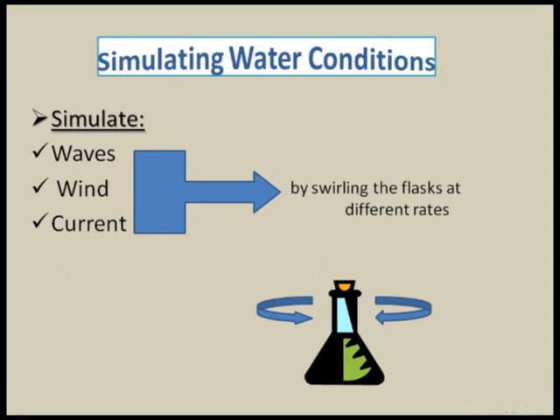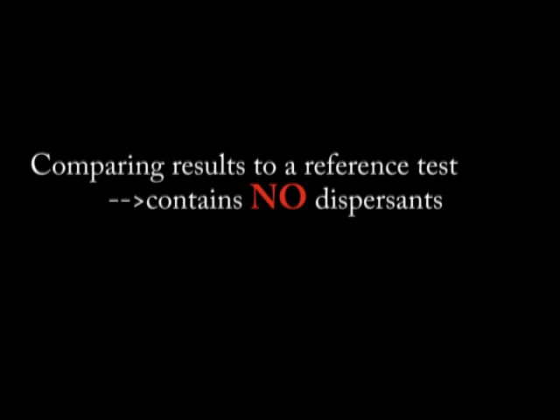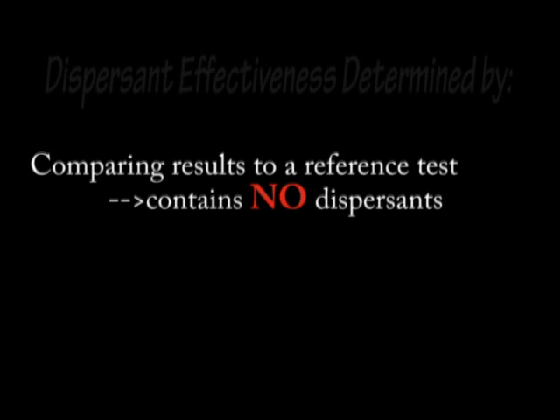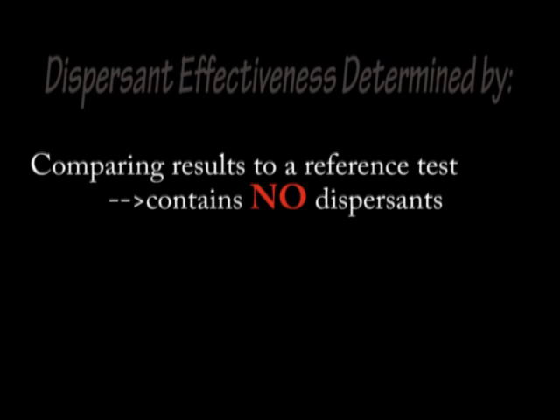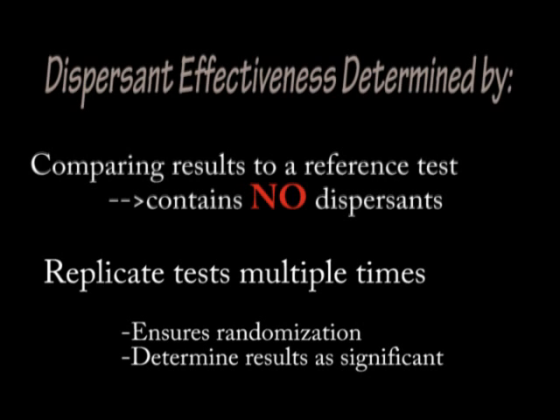Water conditions are the mixing energy of currents, waves, and wind, which were simulated by swirling and shaking the flasks at different speeds. Dispersant effectiveness could be tested for by comparing results to a reference test, or control, that did not contain any chemical dispersants. Multiple flasks were used for each test and then replicated multiple times to ensure that data was randomized and any findings could be determined as statistically significant.